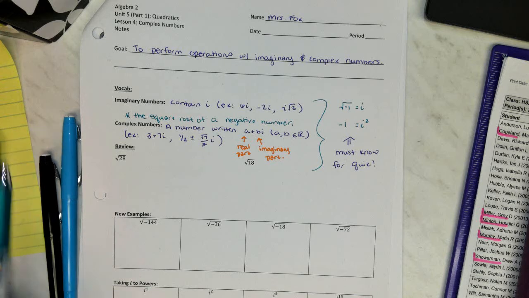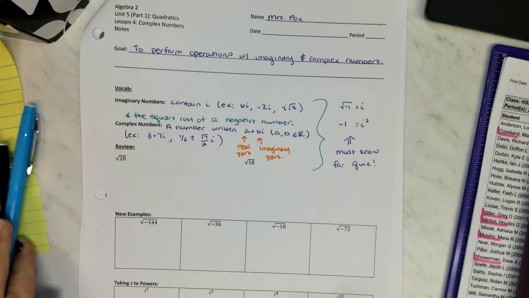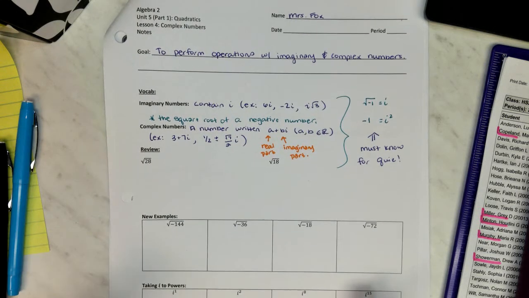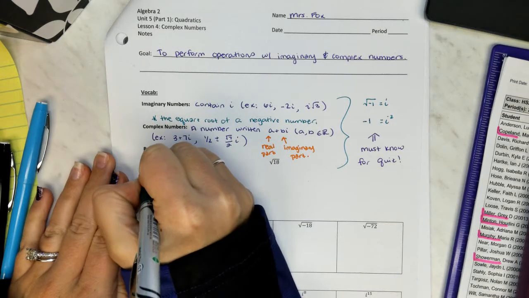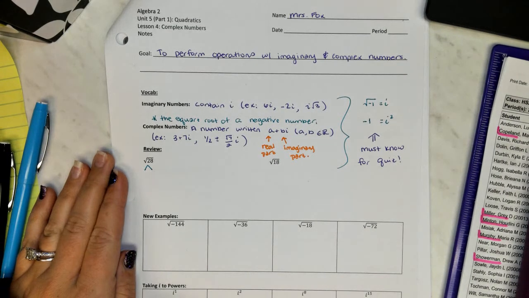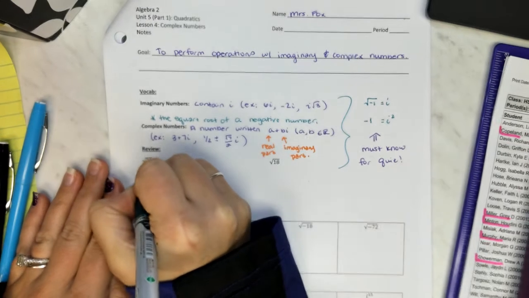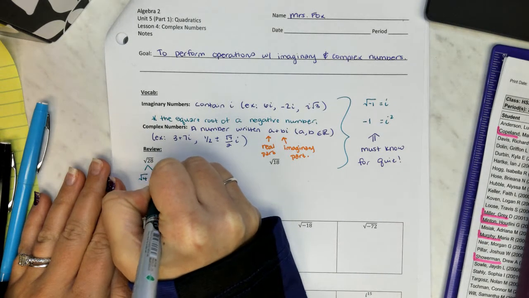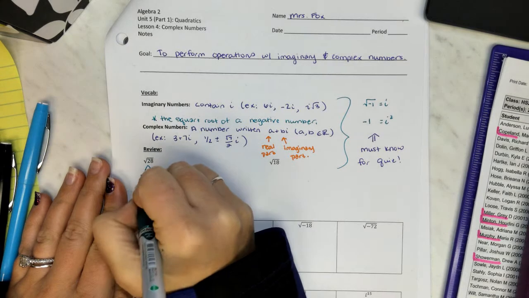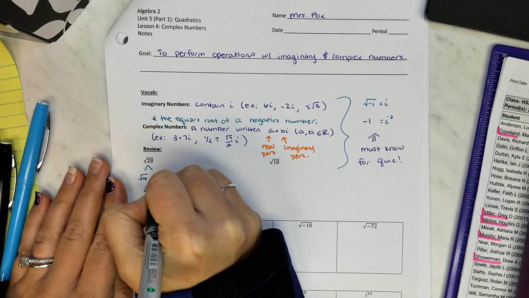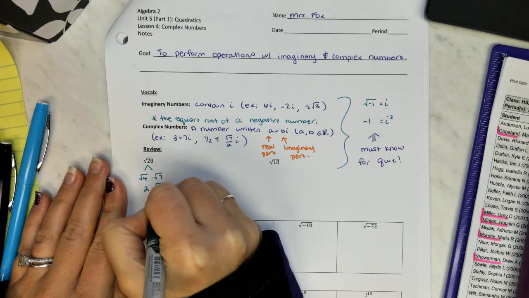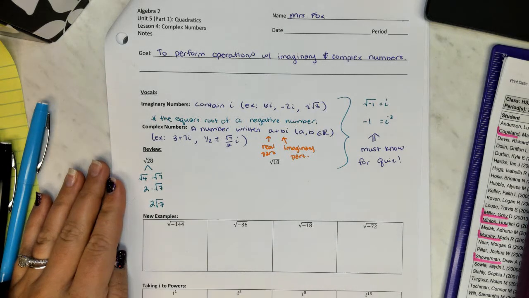So we do have two review problems. The square root of 28. Now, if you just did that review assignment, this should be fresh in your mind. You would break this apart into a perfect square and a non-perfect square. So it'd be like the square root of 4 times the square root of 7. Well, the square root of 4 is 2, so this becomes 2 times the square root of 7, which is 2 square roots of 7. We don't have to write it with that multiplication sign in there.